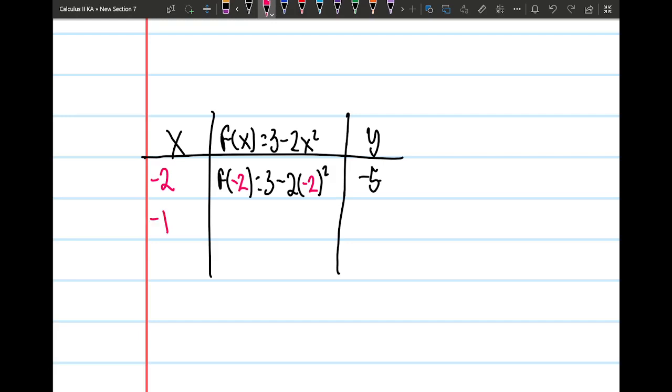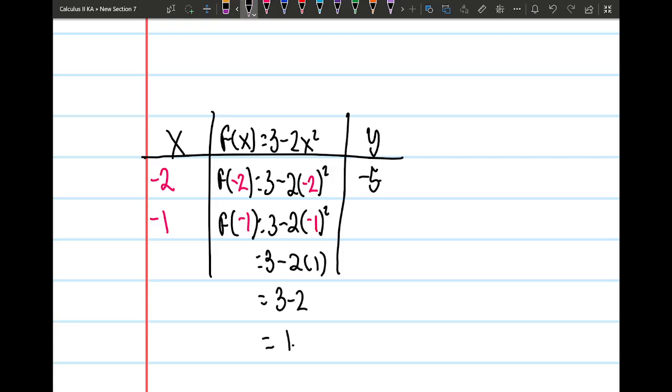Then when x equals -1, f of -1 is equal to 3 minus 2 times -1 squared. This becomes 3 minus 2 times 1, which is just 3 minus 2, which equals 1. So when x equals -1, y is equal to 1.